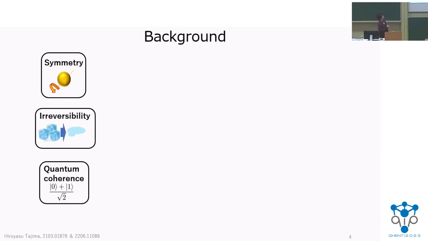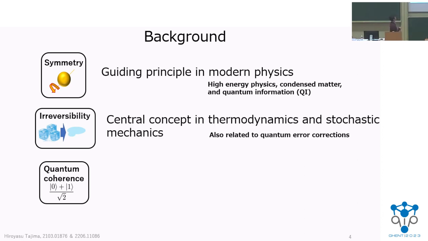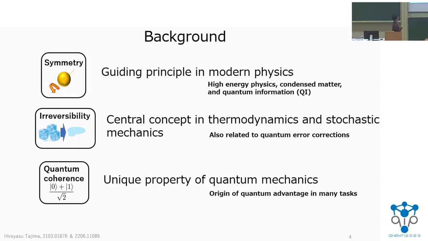These three concepts are foundations in physics. Symmetry is the guiding principle in modern physics. It plays central roles in high-energy physics, condensed matter, and quantum information theory. And irreversibility is a central concept in thermodynamics and stochastic mechanics. It is also related to quantum error correction. And quantum coherence, quantum superposition, is a unique property of quantum mechanics. It is the origin of quantum advantage in many tasks.